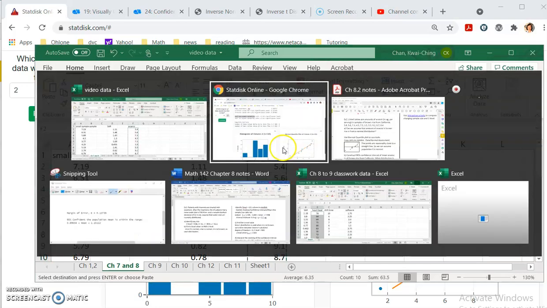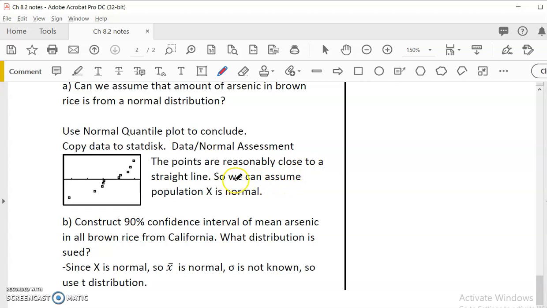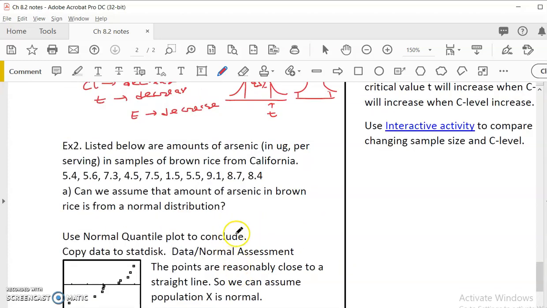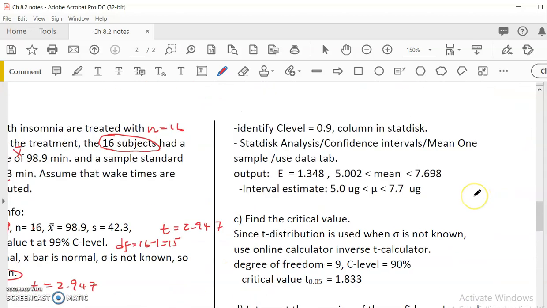And we can conclude that we can assume the population X is normal. So if that is the case, x bar is normal, and we can construct the confidence interval, and we want to construct a 90% confidence interval. Should I use t or Z? We would use t because sigma is not known. We only have data, nothing else, right? So no sigma, so use t. So let's see.